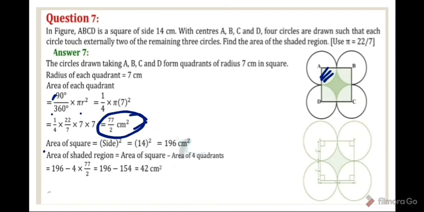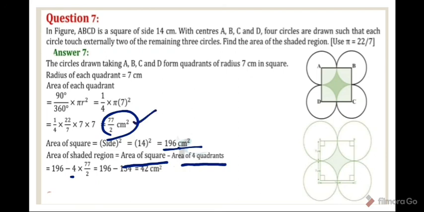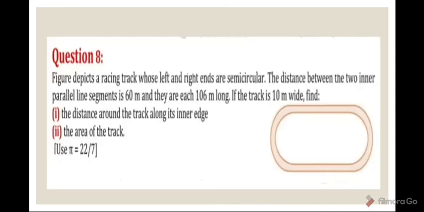Now find the area of the square, which is equal to side square, that is 14 square, 196. So the area of the shaded green portion is equal to the area of the square minus the area of 4 quadrants, that is 196 minus 4 into 77 by 2, because 77 by 2 is the area of one quadrant. The area of 4 quadrants will be 4 into 77 by 2. Just do the calculation, the answer will be 42 centimeter square. So this is all for today. Thank you.